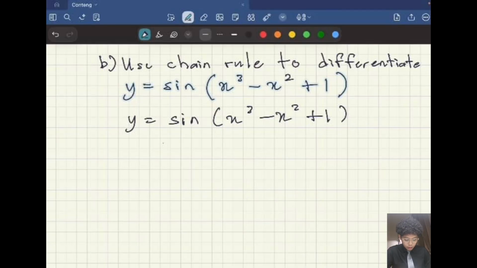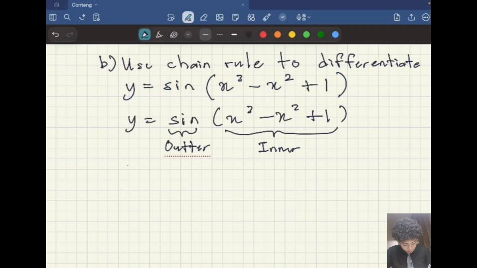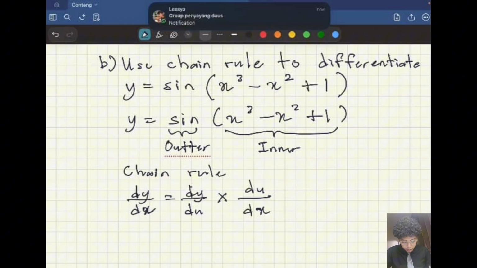Okay, now we move on to question B. Use the chain rule to differentiate y equals sine of x cubed minus x squared plus 1. So we need to rewrite the equation first. After we rewrite the equation, we need to label the outer function and the inner function. Referring to the chain rule formula, dy over dx is equal to dy over du times du over dx. So we need to find dy over du and du over dx first.